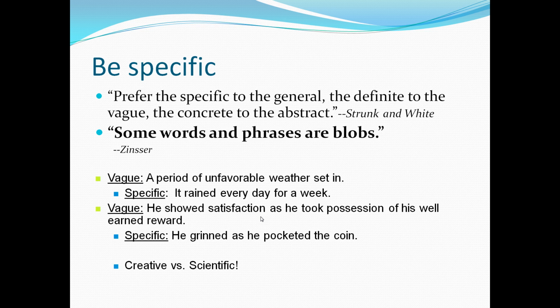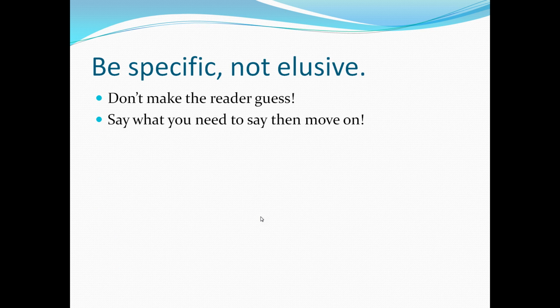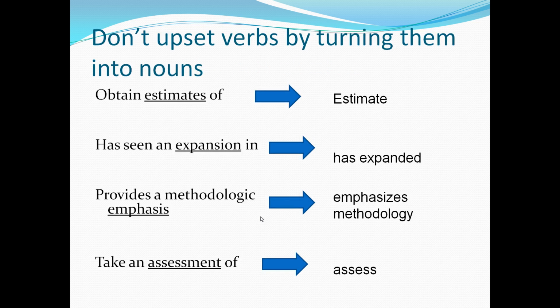Vague: he showed satisfaction as he took possession of his well-earned reward. That would be an example of a creative writing sentence, right? Or say it as: he grinned as he pocketed the coin. Be specific. Don't make the reader guess. Say what you need to say and then move on.